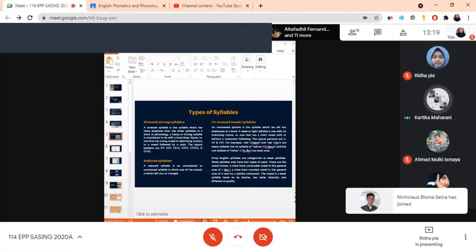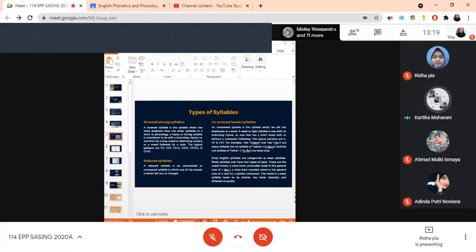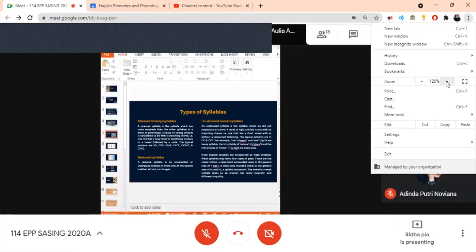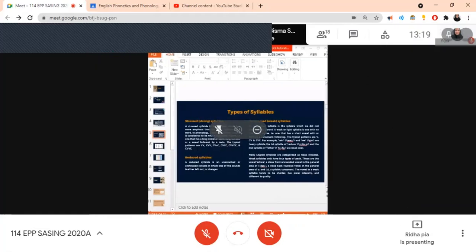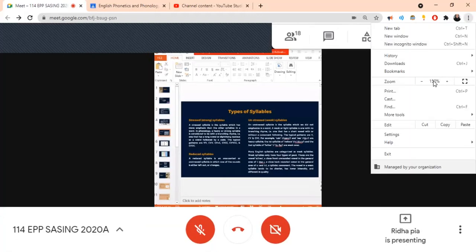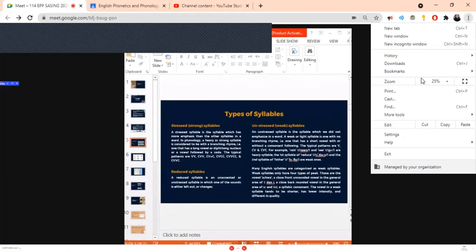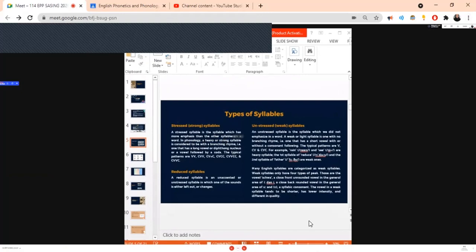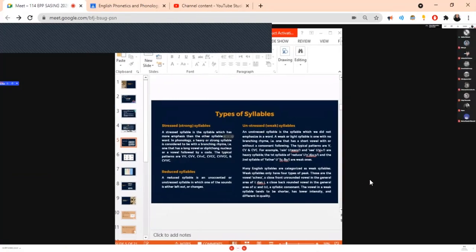A stressed syllable is the syllable which has more emphasis than the other syllables in a word. In phonology, a heavy or strong syllable is considered to be one with a branching rhyme, for example, one that has a long vowel or diphthong nucleus, or a vowel followed by a coda. The typical patterns are VV, CVV, CVC, CVCC, CVVC, CVVCC, and CVVC.